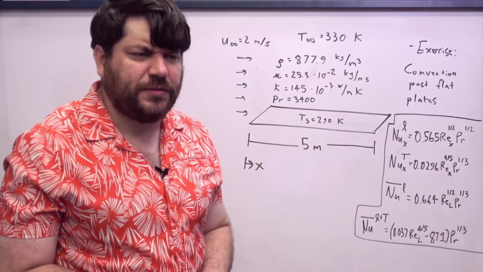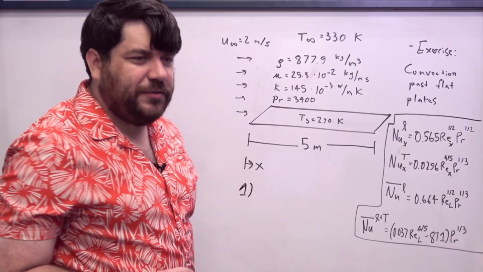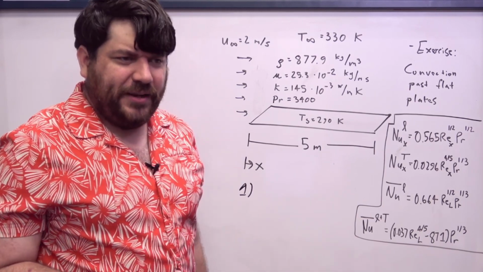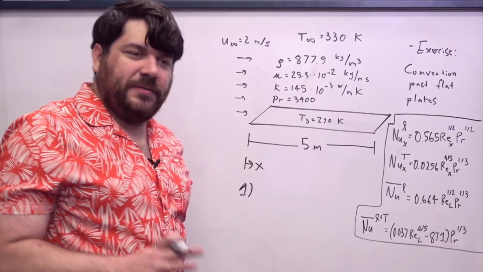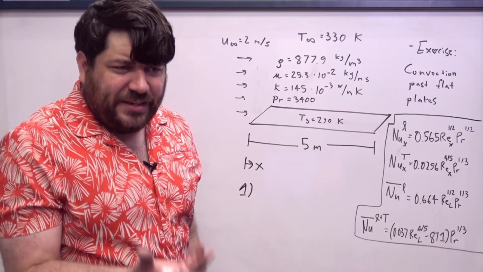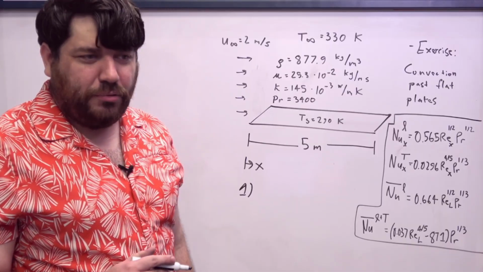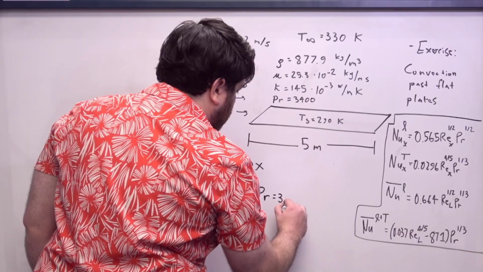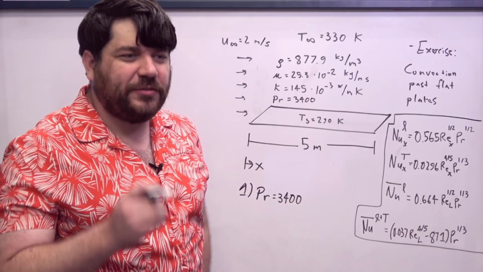So what's the first thing that we have to do? The first thing that we have to do, and this is kind of a free step for us now, is always find the Prandtl number. If you don't have the Prandtl number listed like we do here, make sure that you find the specific heat capacity, the dynamic viscosity, and the thermal conductivity of the liquid, and that you calculate what that Prandtl number is. So the first step is to determine that this is our Prandtl number.